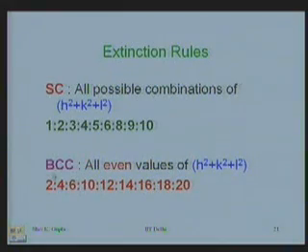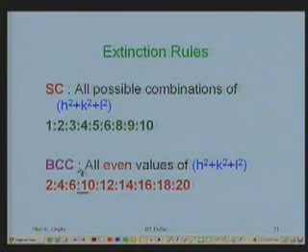Now similarly in BCC, we get all even values of h² plus k² plus l². That means I get 2, 4, 6, 8 is also there. But to simplify this, it becomes 1, 2, 3, 4, 5, 6, but this becomes 7, which is not there. That is the distinction between this and this. If you get 7, you will not be able to get HKL, so you have to make it double. Call it 14, so that all others will also be doubled. That is the distinction between simple cube and body centered cube, right?